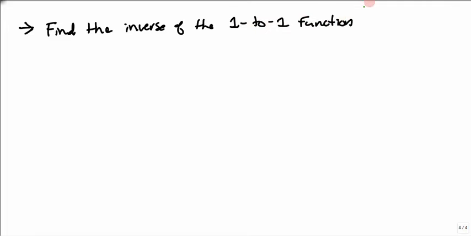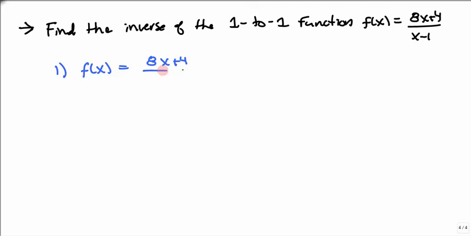So, let's go ahead and use f of x equals 8x plus 4 all over x minus 1. So we're going to follow those steps. Okay, first step. We are starting with our function f of x equals 8x plus 4 over x minus 1. First step means to replace the f of x with y. So I have y equal 8x plus 4 over x minus 1. Okay, so first step.